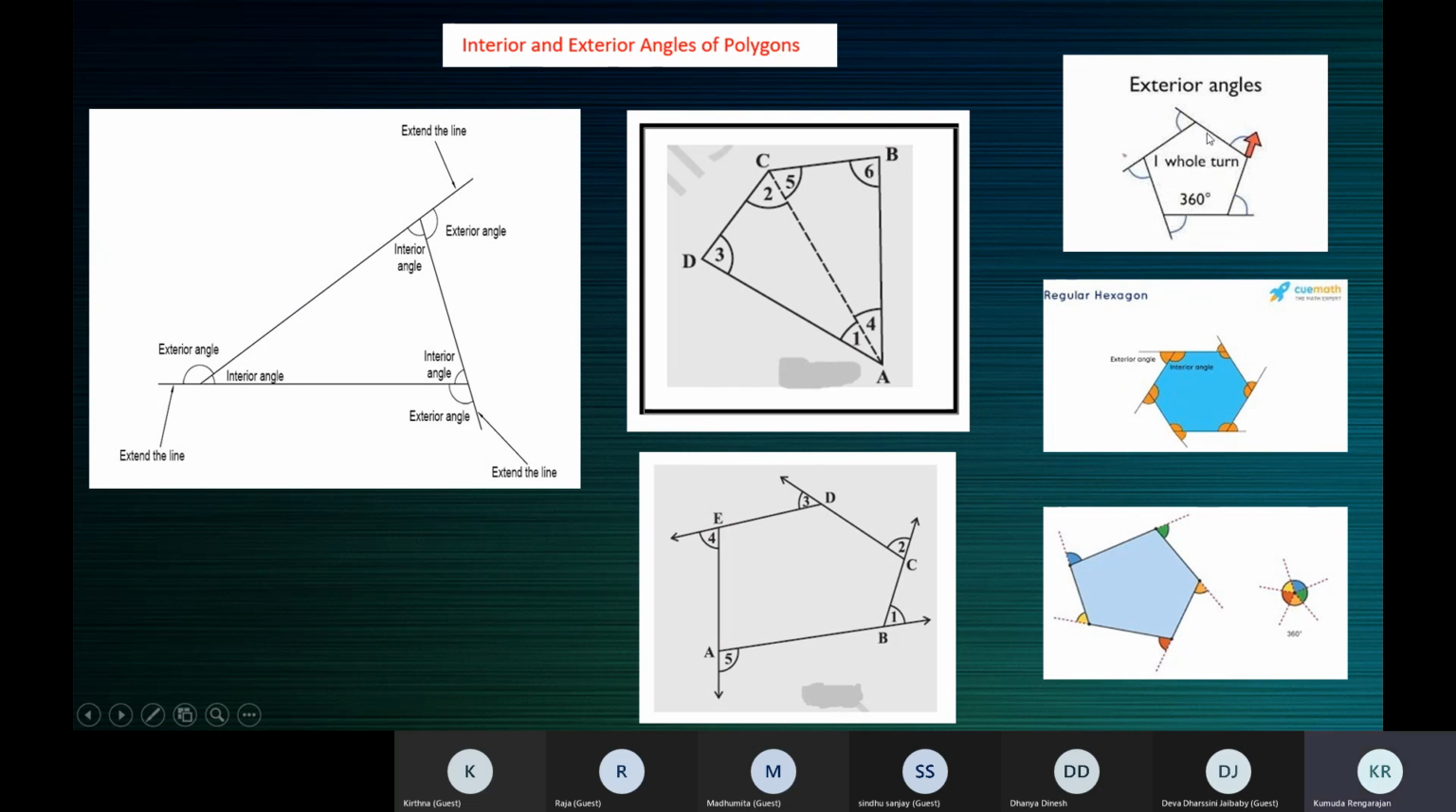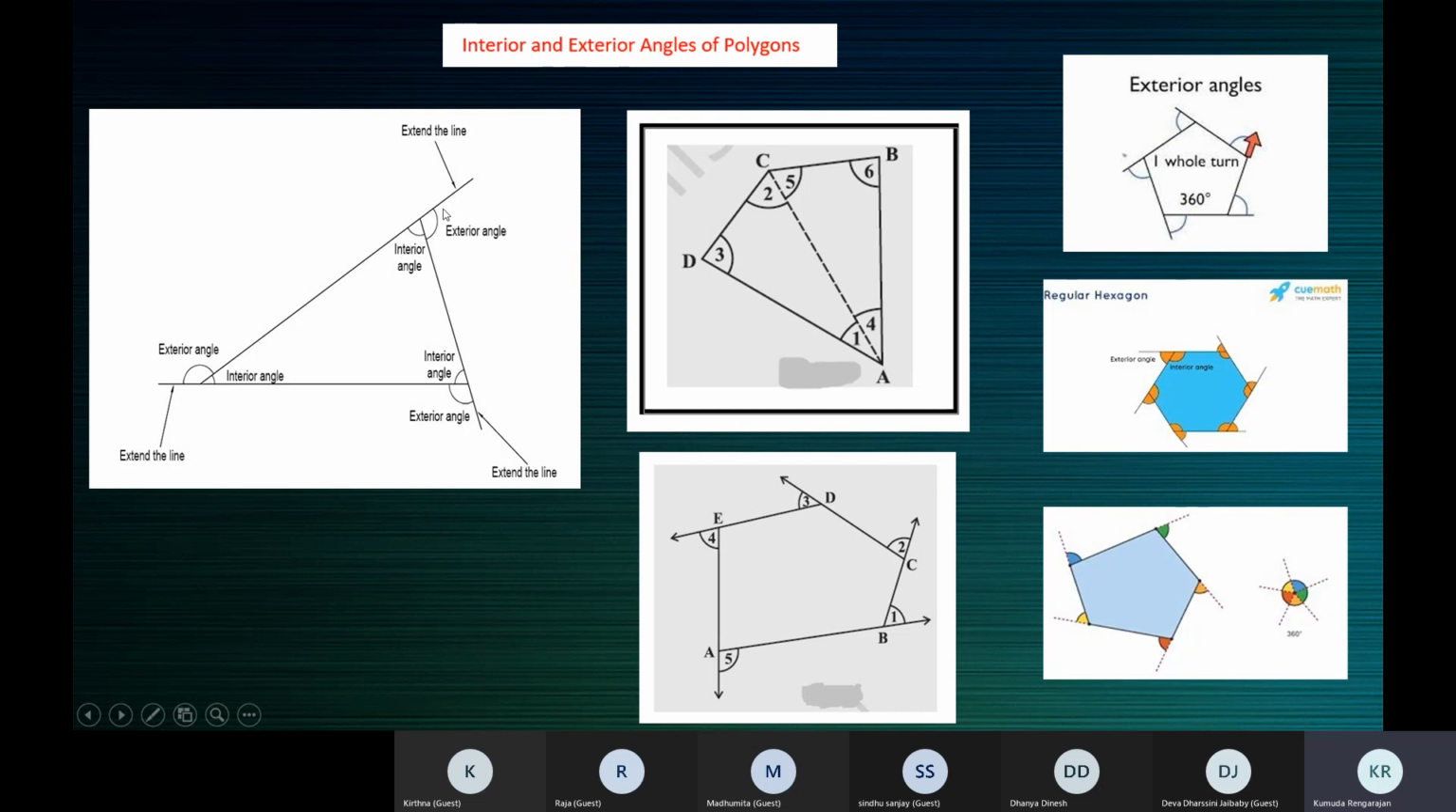Just look at each interior angle and each exterior angle as friends. Always together they'll have 180 degrees. In every polygon, together they'll have 180 degrees. You can see the interior angle and exterior angle, they are best friends. They always go together. Very good friends they are. And their total will always be 180.